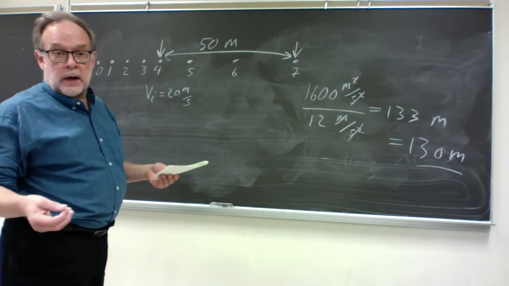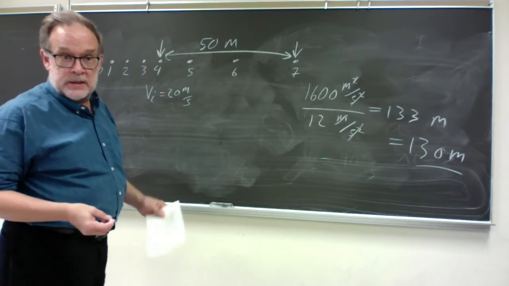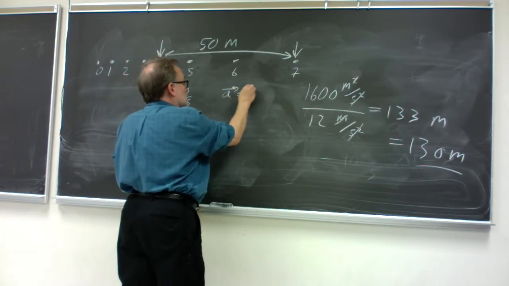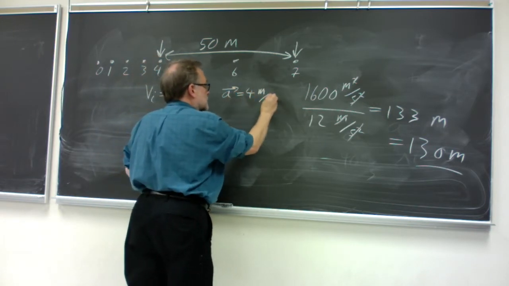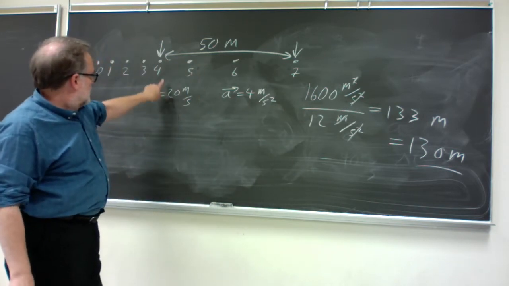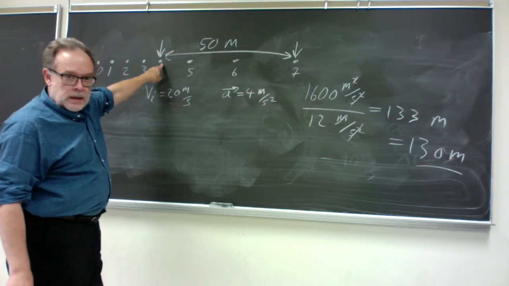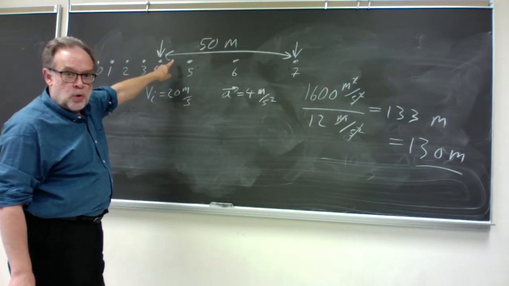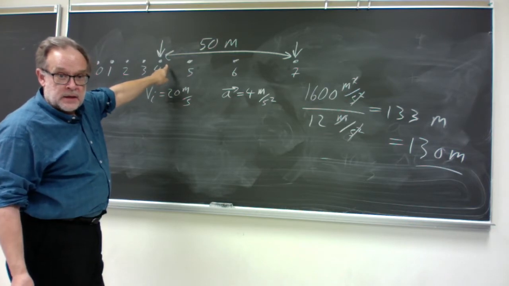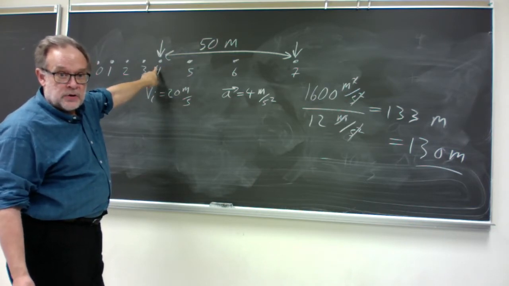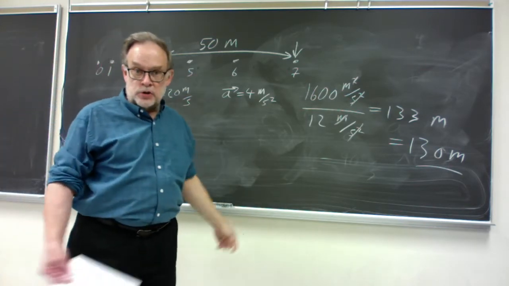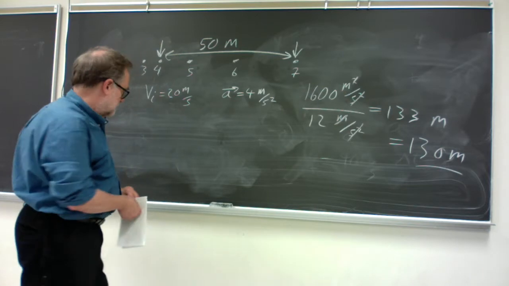And we know how the car accelerates. We know it accelerates at 4 meters per second per second. That is, at this moment, it had a speed of 20 meters per second, and 1 second later, it had a speed of 24 meters per second. And then 2 seconds after this time, it had a speed of 28 meters per second, and so forth.